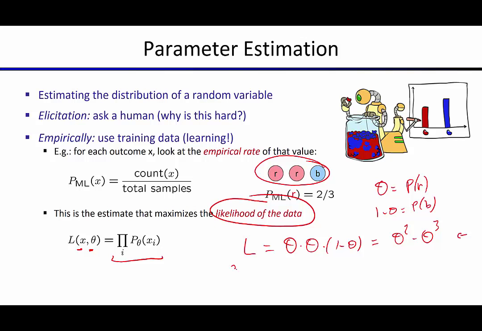So we could say, well, what is dL d theta, which is equal to 2 theta minus 3 theta squared. Okay, and we want to set this equal to 0, and this thing is also equal to theta times (2 minus 3 theta). So this is 0 when theta equals 0. That's actually a minimum. That's not what we want. It makes the data least likely. And then it's also 0 when theta equals 2/3. And that is the maximum. That's what achieves the highest likelihood of the data.